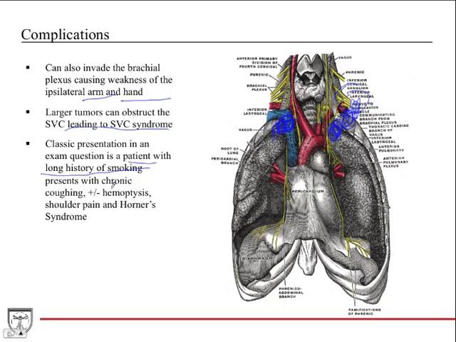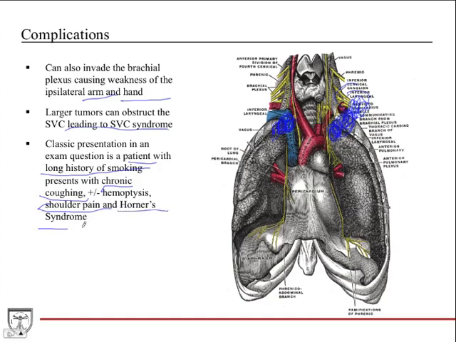And so what do they present with? They present with often chronic coughing, plus or minus hemoptysis. They could be coughing up blood, not necessarily. They could have shoulder pain because of the location of the tumor in the upper region of the thorax and the shoulder region, especially if it invades into the shoulder region itself, the brachial plexus.